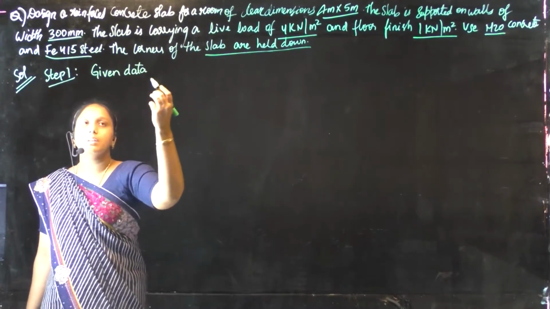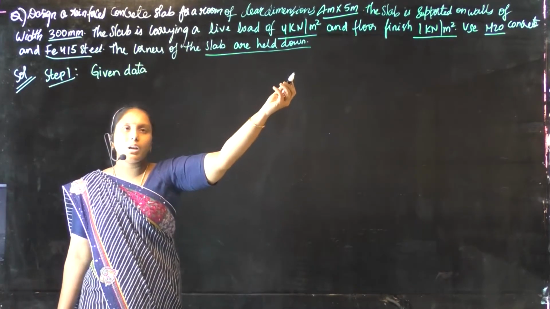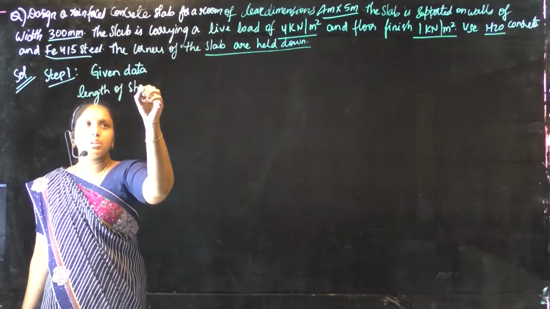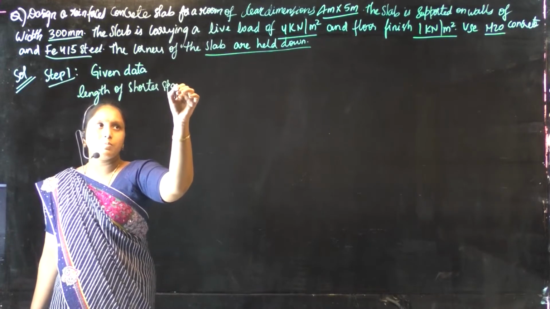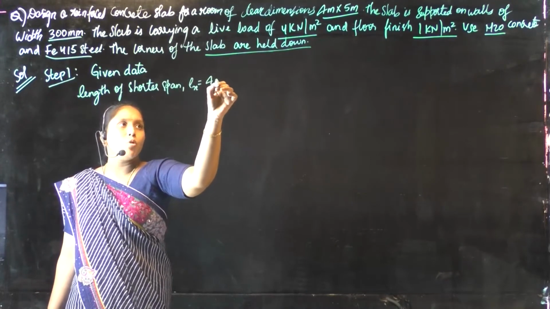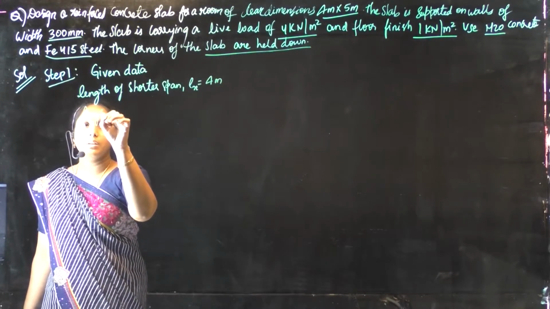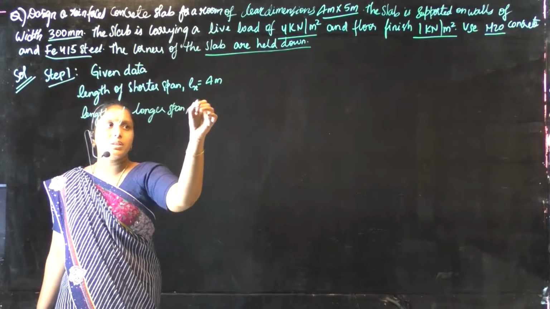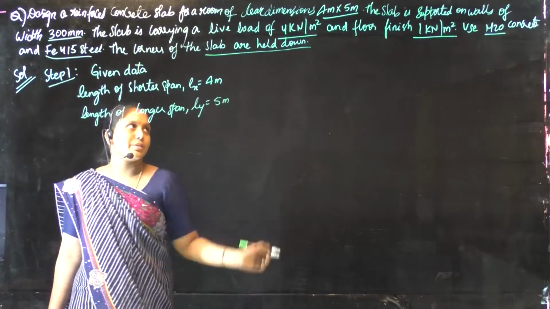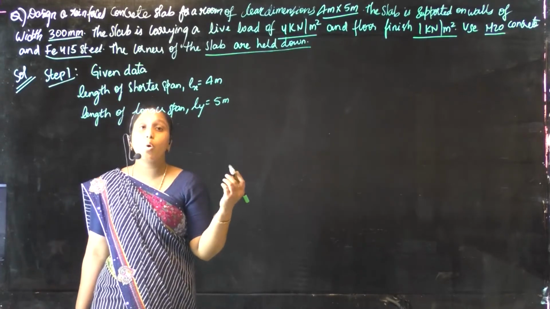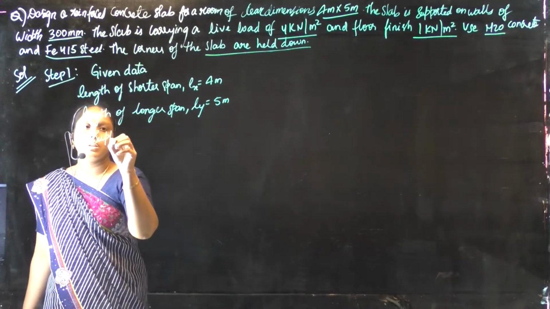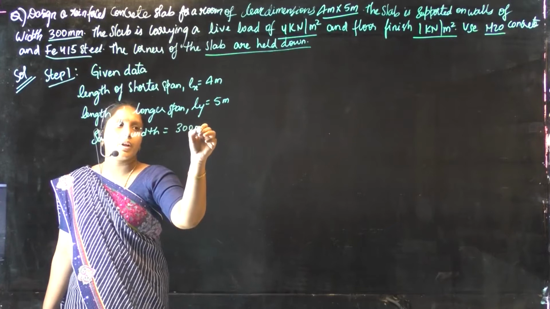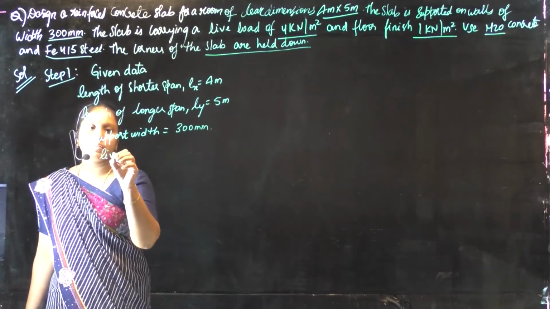So what is the given data? The shorter span and the longer span are given here. The length of the shorter span, that is Lx, is given as 4 meters and the length of the longer span, that is Ly, is given as 5 meters. And the support width is given as 300 mm.